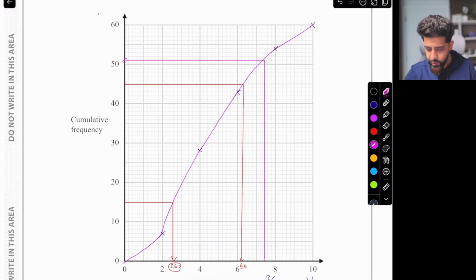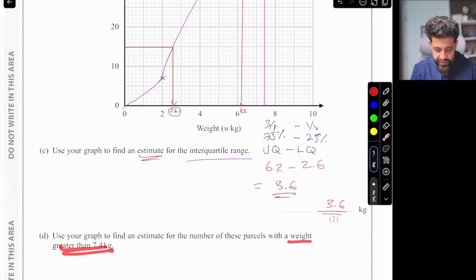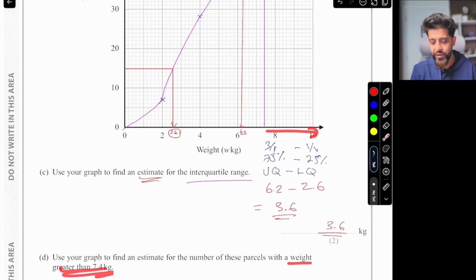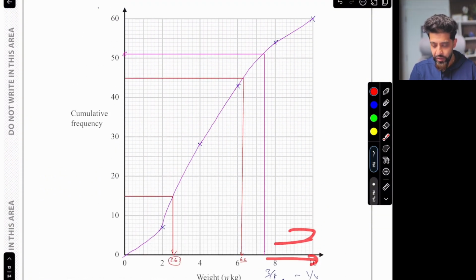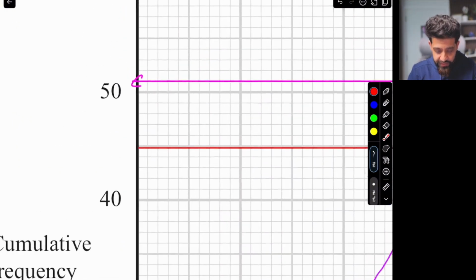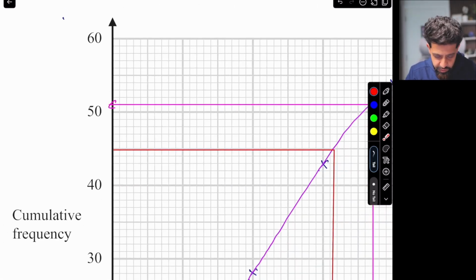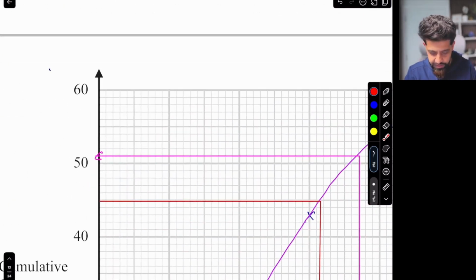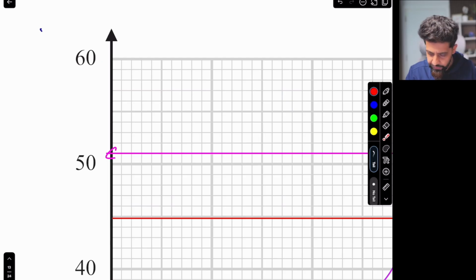First of all, now you want greater. Remember, it says weight greater than 7.4. Greater than 7.4 is everything that way, which means whatever this number is, I believe it is, what was it again? Let's look back. I think it's 51.